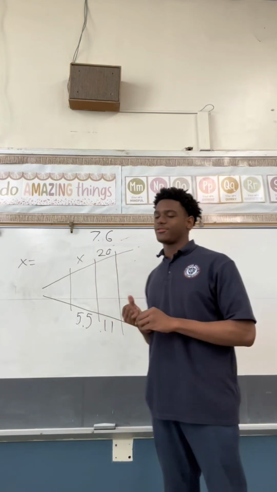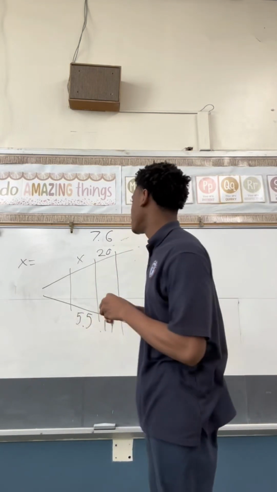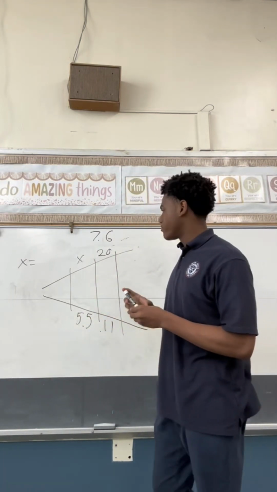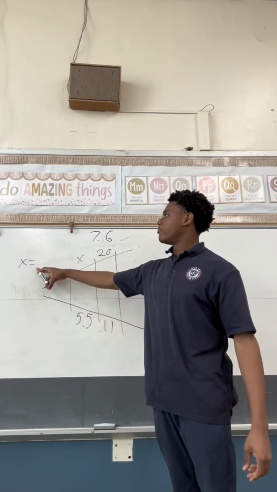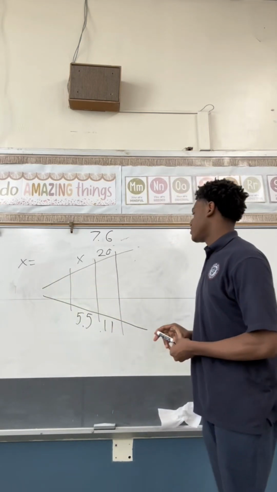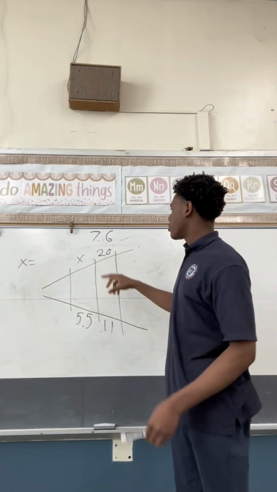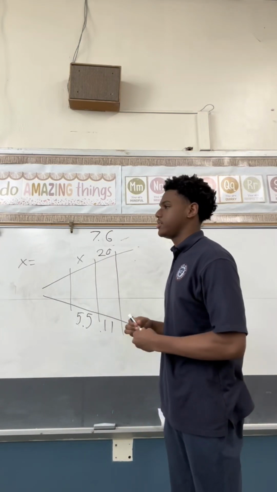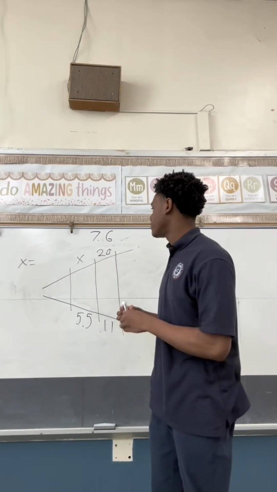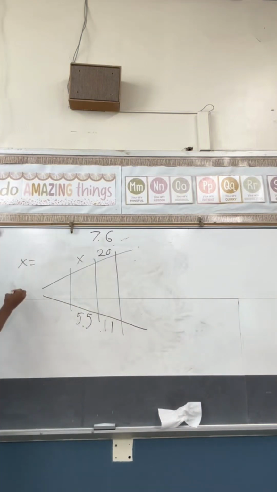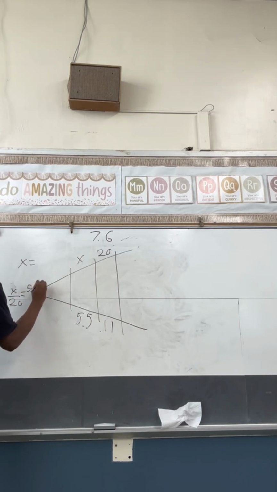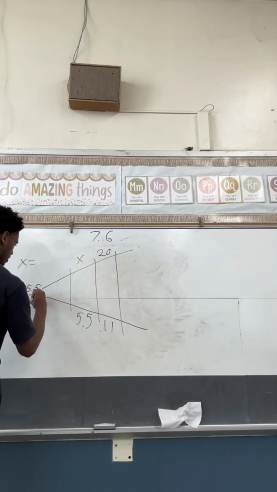Last one, we're almost there. It's our last stretch, let's go. In this equation, we're just trying to solve what would be x. To find that, you would get the corresponding number. In this case, it would be 20. And for us to write it as a fraction, it would be x over 20 equal to 5.5 over 11.